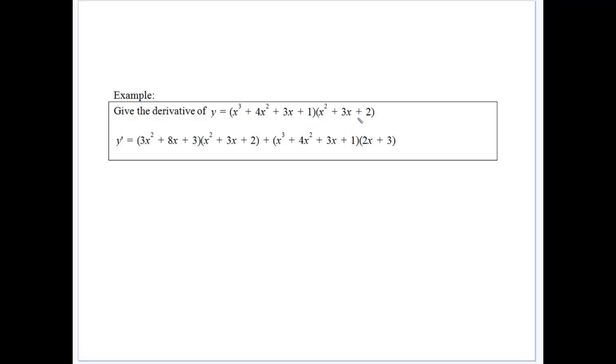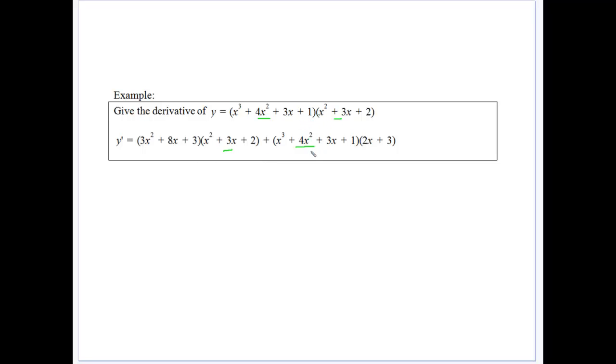Then multiply by the second bracket. Notice this stays exactly the same; it hasn't changed. And then we take our first bracket, which stays exactly the same, and multiply by the derivative of the second bracket, which would be 2x plus 3, because the 3x derives to 3. So there's our product rule. That's what our derivative expression looks like.